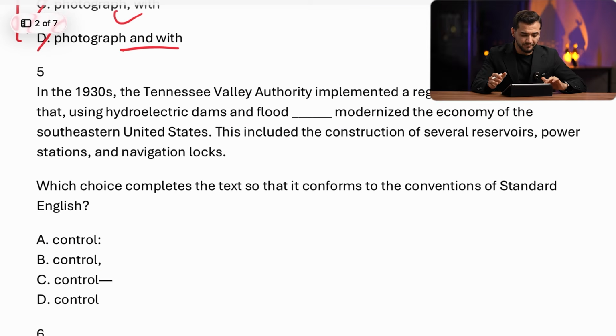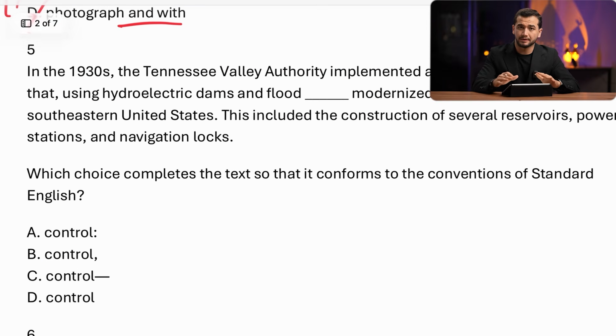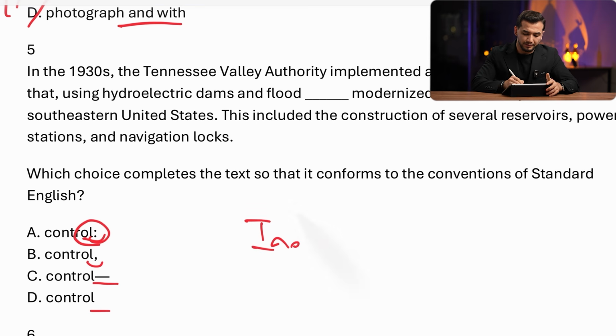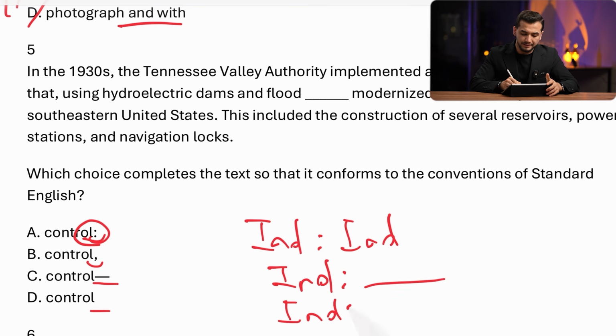So next one, 5. Almost the same kind of punctuation, and we have semicolon, colon here, comma, dash, and nothing. So look, colon, like in the previous part, it can link also two independent clauses, or it can also give us listing, or it can give us description. Okay, so you have to check for this.